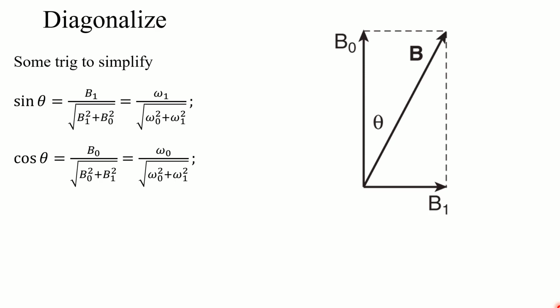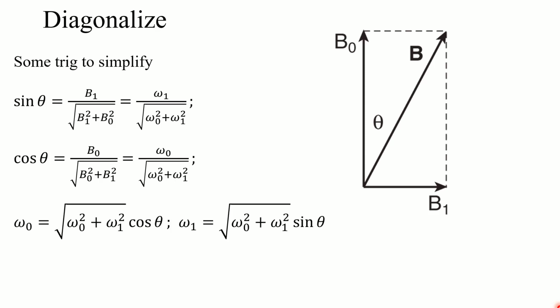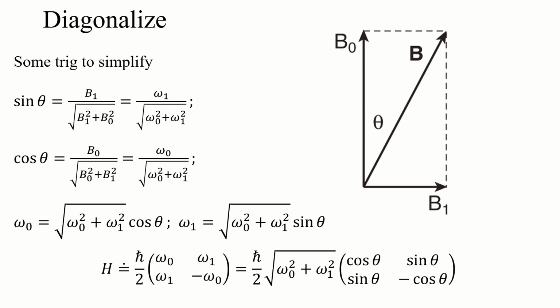will cancel. And we have that sine theta is equal to omega 1 over the square root of omega 0 squared plus omega 1 squared. And similarly for the cosine theta, which allows us to write omega 0 and omega 1 in this form. With those identities coming from this trig, we can rewrite the Hamiltonian we derived in terms of these sine and cosine terms, right? We can factor out that square root term, and we have this as our Hamiltonian.